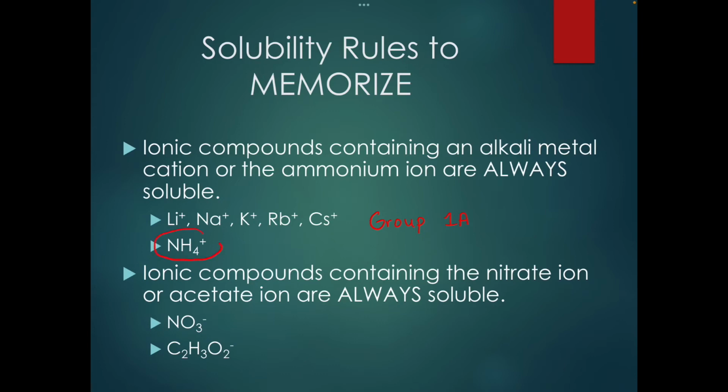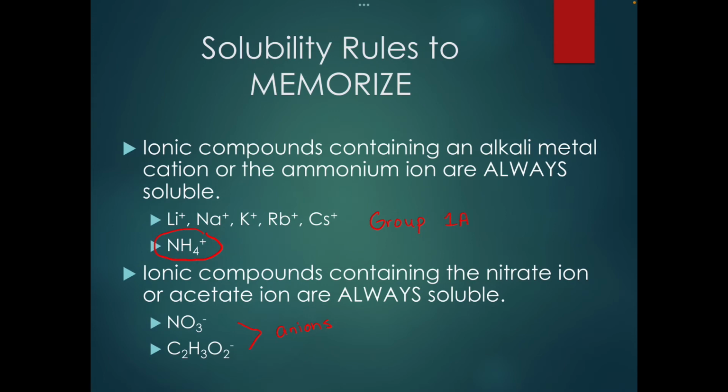This is also true for the ammonium ion. Remember, that's our one polyatomic cation. So if you see ammonium, that's also going to be soluble. And just as a reminder, if it's soluble, that means that it dissolves in water. So if we have a nitrate ion or an acetate ion, that means they are also soluble. These are going to be our soluble anions that I want you to remember. Okay, so again, not a ton, just if you see these certain elements or polyatomic ions, I want you to recognize that that compound is always going to be aqueous. It's always going to be soluble.